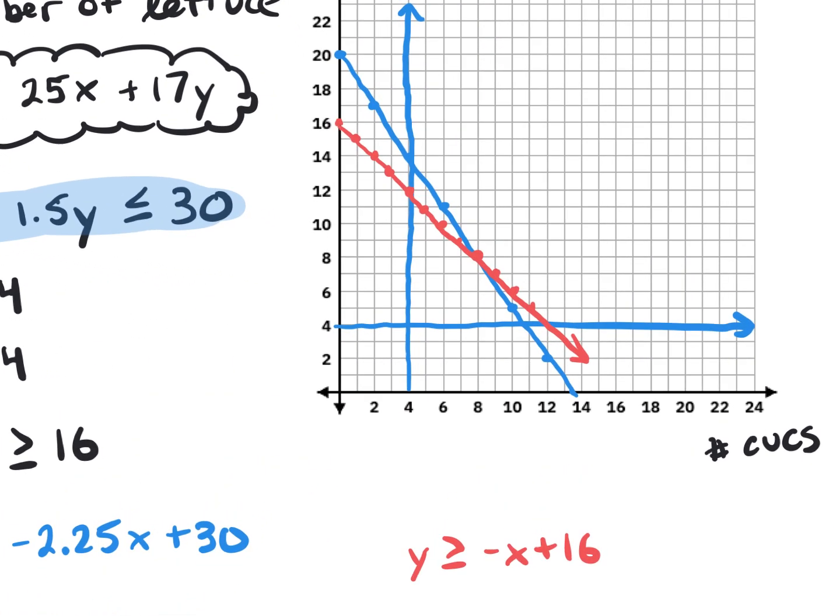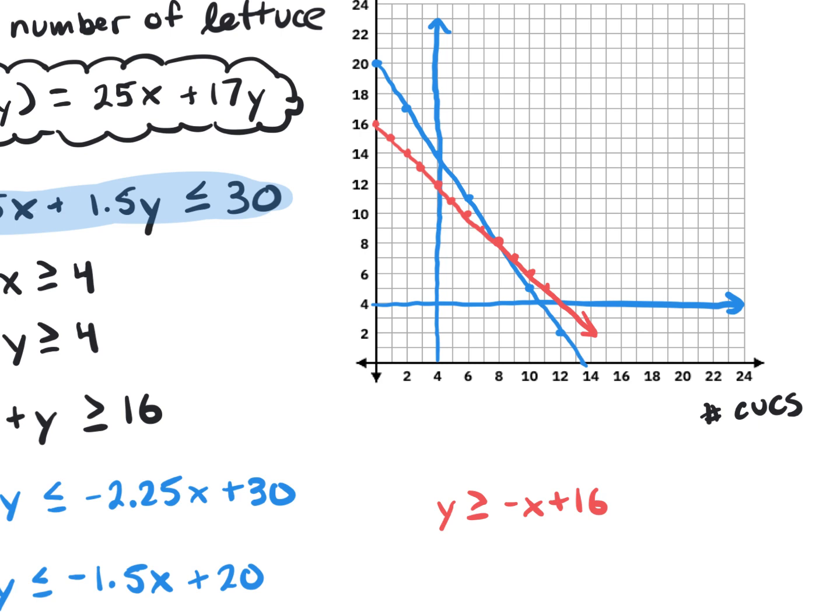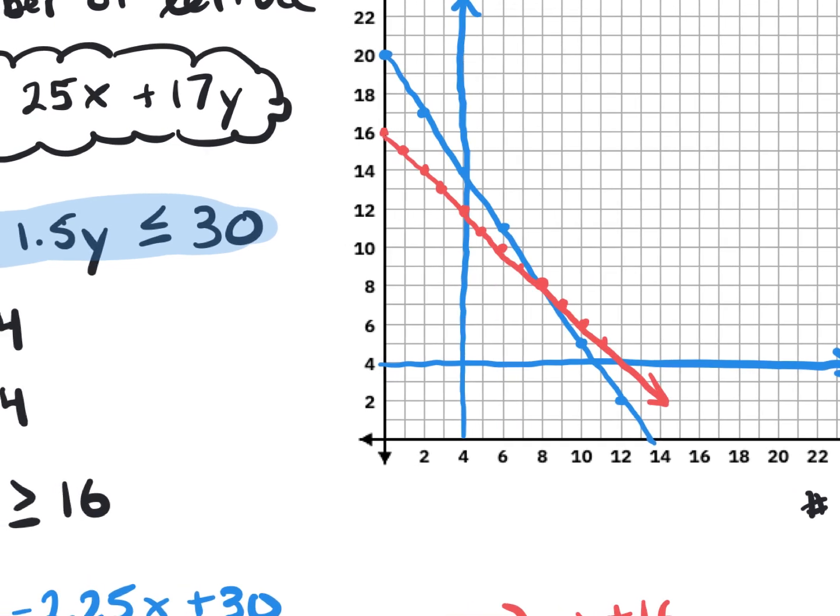So I'm going to zoom in here. So again, it's everything above the red line, below the blue line, and then to the right and above our vertical and horizontal lines. So it's actually this little sliver right here. See if I can kind of shade this in. This is actually our solution area.